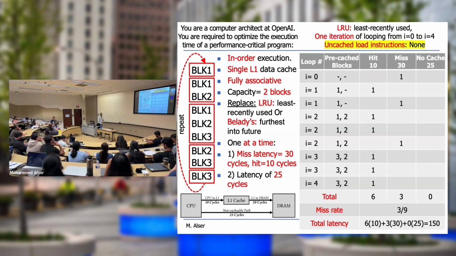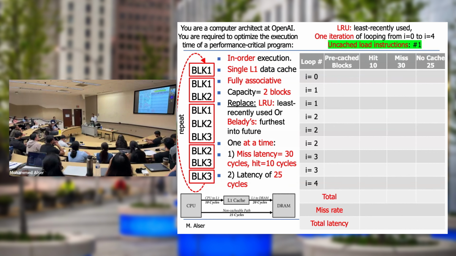Okay. Now that is the trivial thing. We use LRU. We didn't use any sophisticated method. We didn't use the other path and so on. Now let's see. Now we change only a little bit. We are allowed to use the second path only for uncached load instruction for block 1.